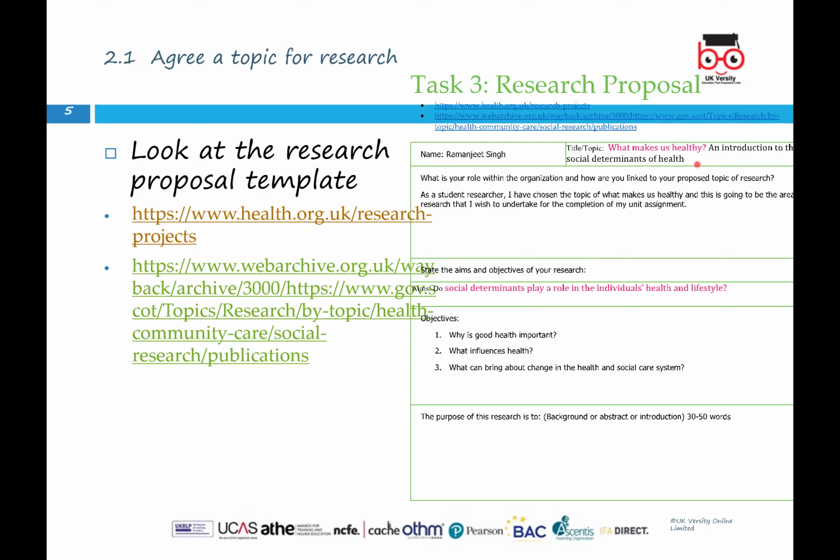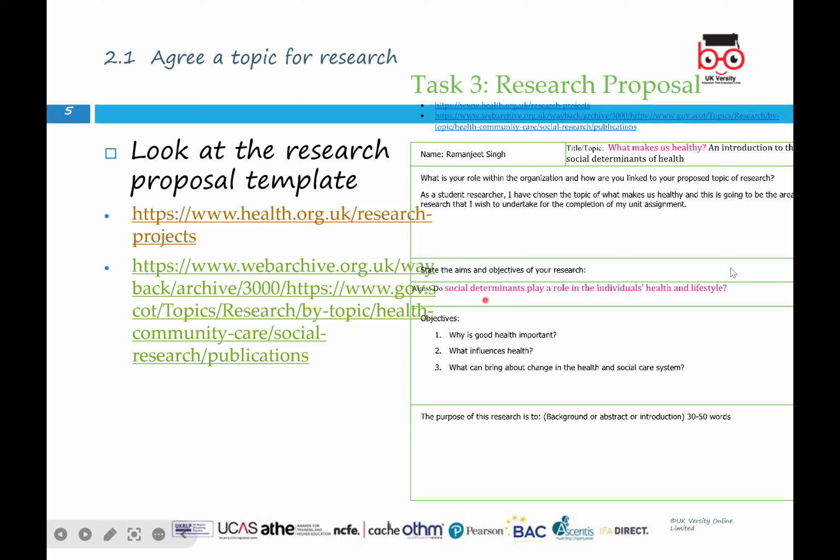You have social determinants of health also. So what is your role within the organization? How are you linked to your proposed topic of research? And the student has mentioned that as a student researcher, I have chosen the topic of what makes us healthy. And this is going to be the area of research that I wish to undertake for the completion of my unit assignment.